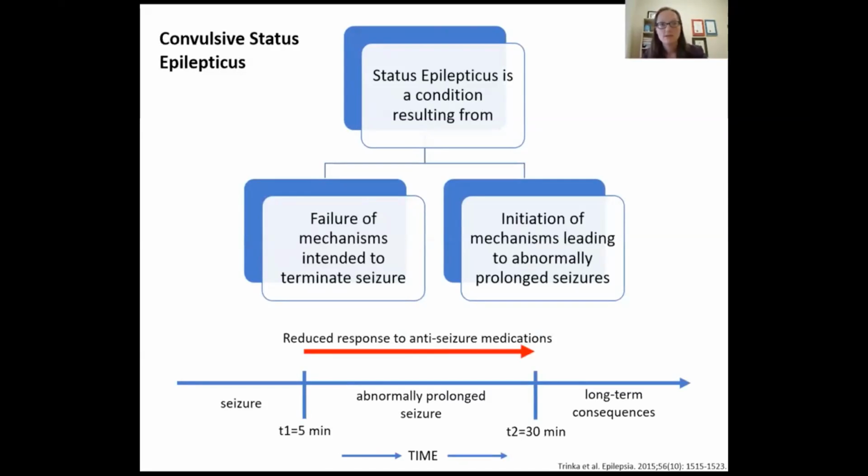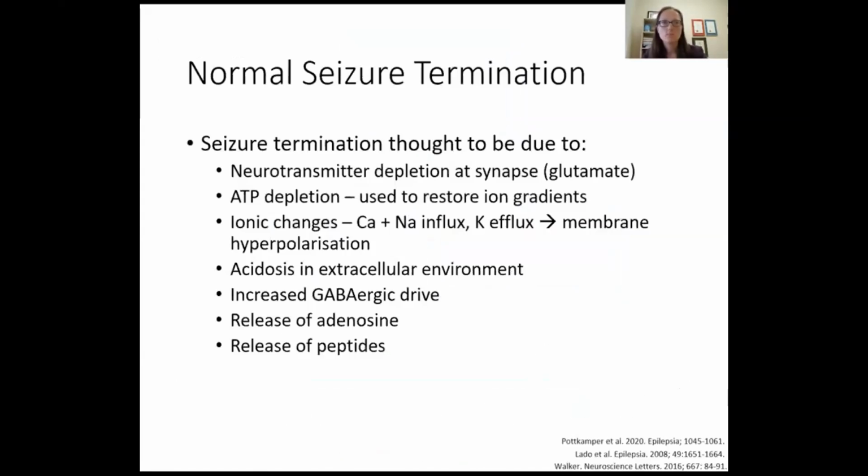Pharmacoresistance develops over time, and there's a reduced response to anti-seizure medications. So the longer a seizure goes on, the harder it is to treat. When we think of normal seizure termination, there are many processes involved. Neurotransmitter depletion occurs. So there's depletion of glutamate, which is neuroexcitatory.